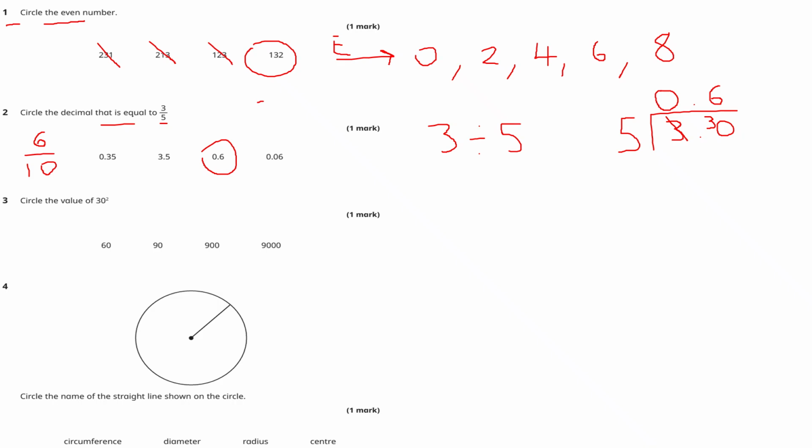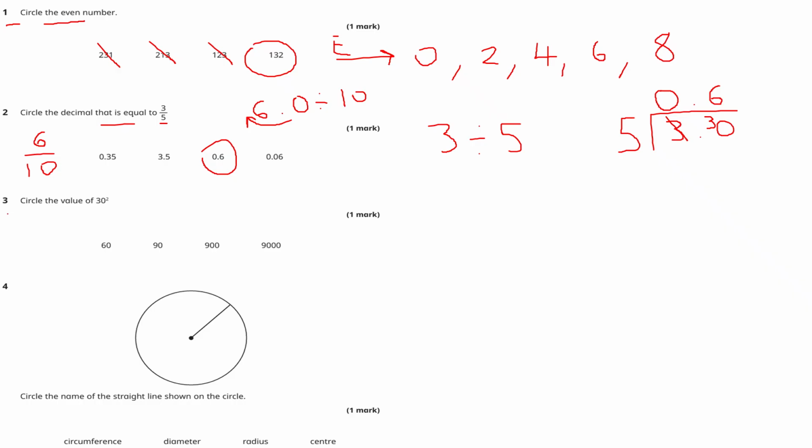Think of it as 6.0. When I divide it by 10, the decimal point moves one place to the left. So we end up at 0.6. So that's another way of doing it: change it into a fraction where the denominator is a power of 10.